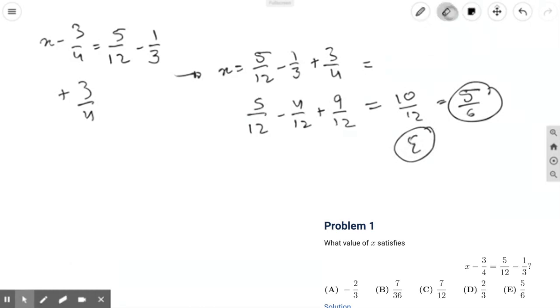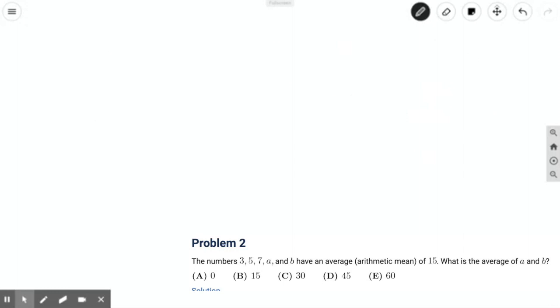Now, on to the second problem, which is the numbers 3, 5, 7, A and B have an arithmetic mean of 15. What is the average of A and B? You can write this as 3 plus 5 plus 7 plus A plus B over the total number of numbers, which is 5, which is the arithmetic mean, is equal to 15.